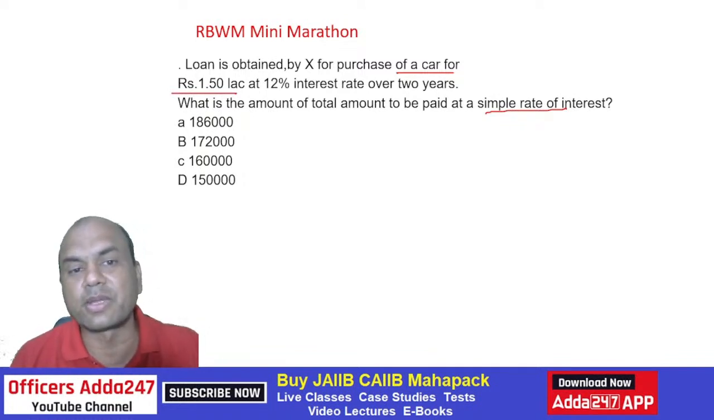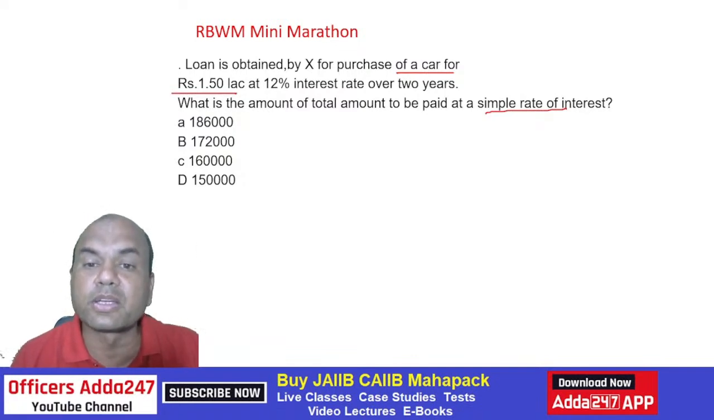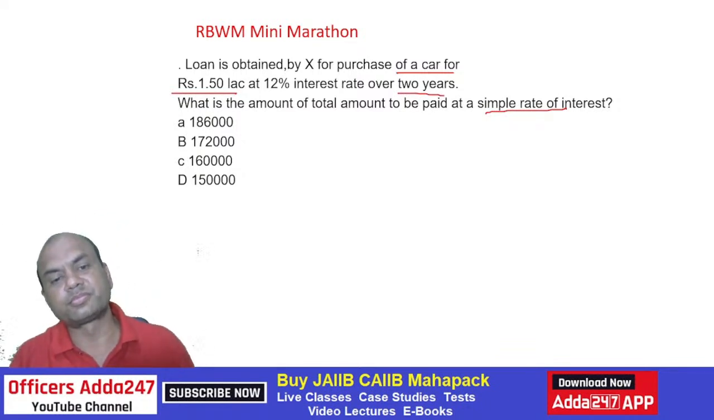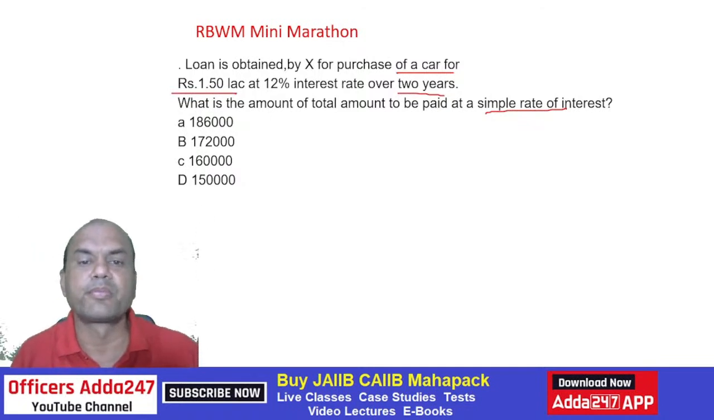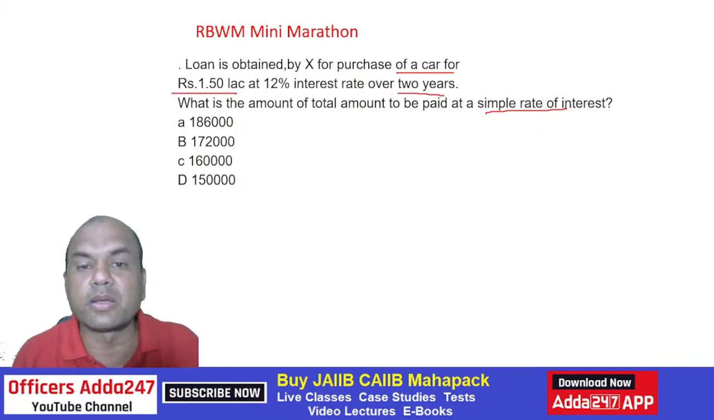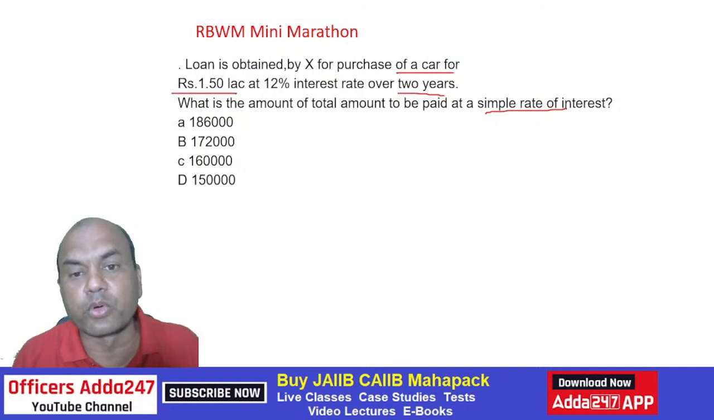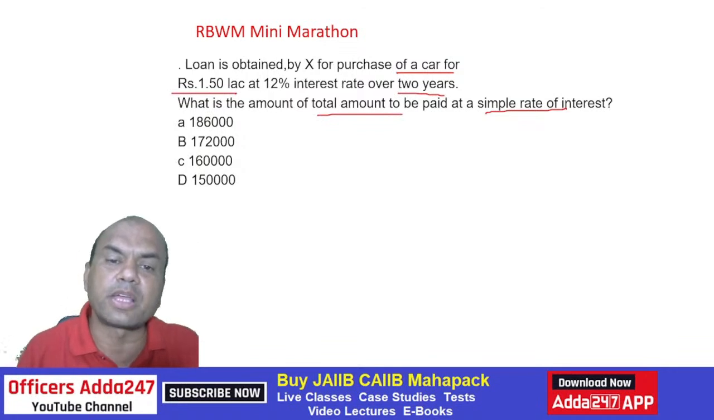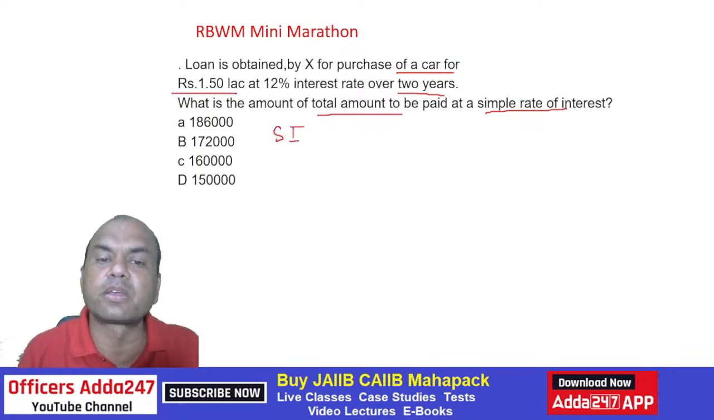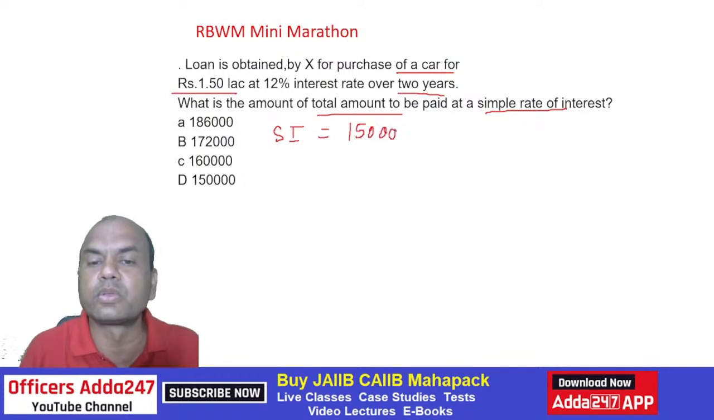So what is this? Customer has got a loan of 1.5 lakhs at 12% rate of interest over 2 years. So what is the total paid by that customer? What is the total amount to be paid at a simple rate? Firstly, you'll have to calculate the simple interest. What is the simple interest over here? 12% and 1.5 lakhs. So 150, 1, 2, 3 into 12 upon 100 into 2 years.